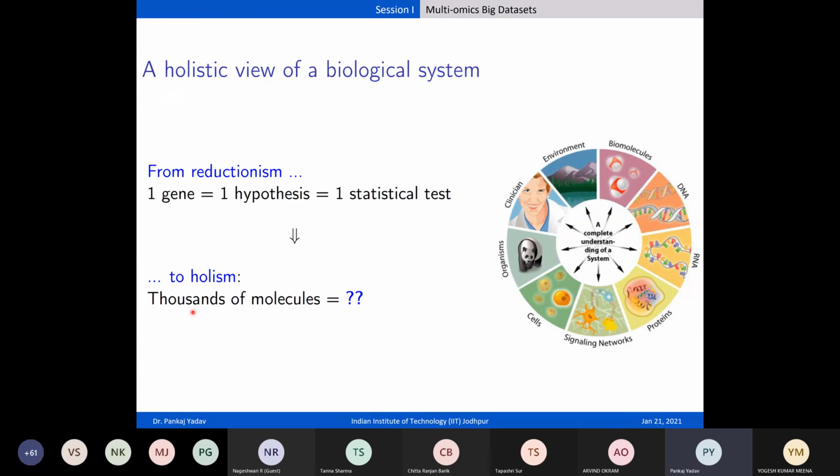It means that we now need to analyze thousands, even millions, of molecules to make some sense. We need to have some hypothesis-free tests performed also, and not be focused on only one kind of data. We need a complete understanding of the system, and of how the system is interacting with the environment. What are the different biomolecules, what is genomics, what is transcriptomics, what is proteomics, and the signaling networks, the biological networks that exist within the system.